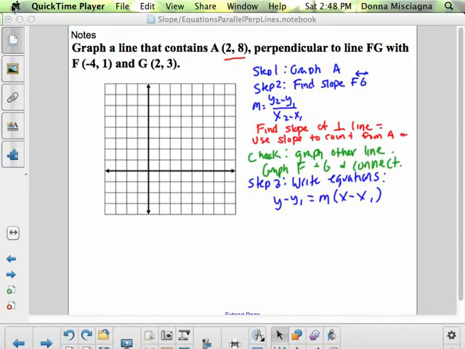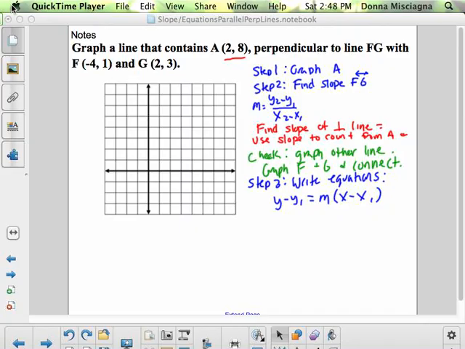All right, so now we're going to graph another line. We're going to graph the line we're given, line FG, and then we're going to graph the line that is perpendicular to line FG through point A. And this is in your notes, just under the problem we did in the previous video.